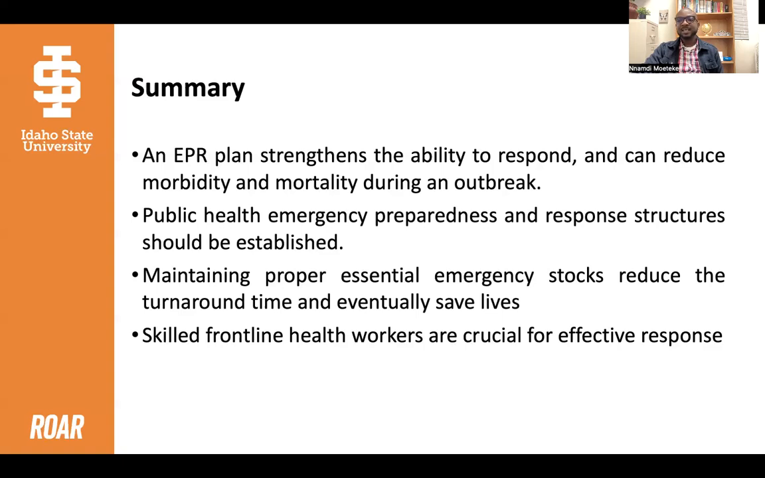So knowledgeable and skilled frontline health workers are key to the success of any infectious disease outbreak response.